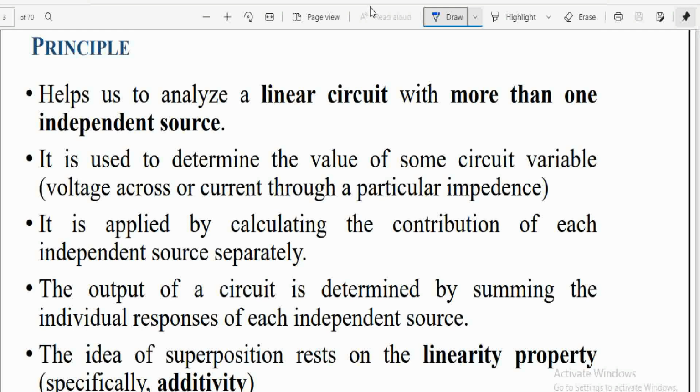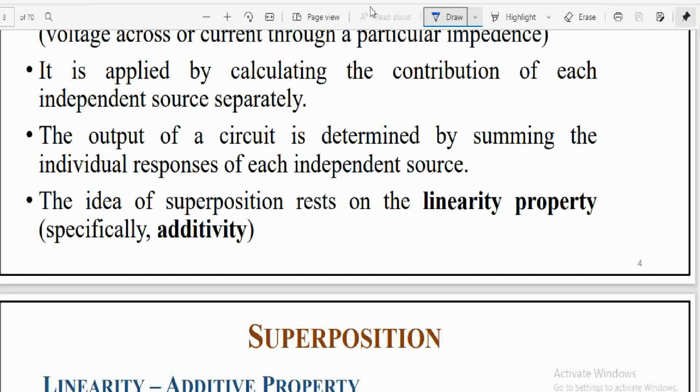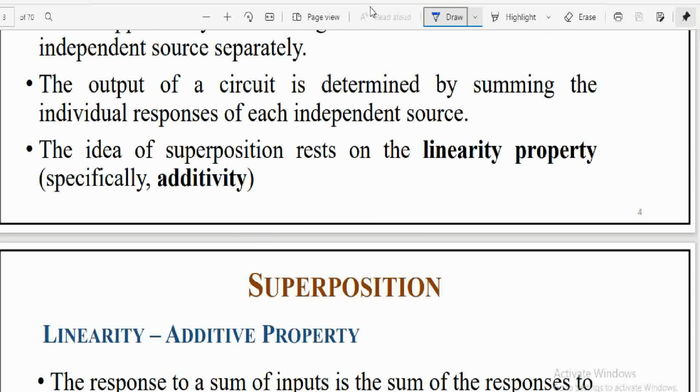Already we have seen what is linear and what is bilateral in the introduction class itself. It is applied by calculating the contribution of each independent source separately. The output of a circuit is determined by summing the individual responses of each independent source. The idea of superposition theorem depends on the linearity property, or specifically we say the additivity property. So the superposition theorem rests on the linearity property.